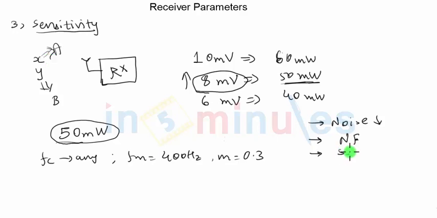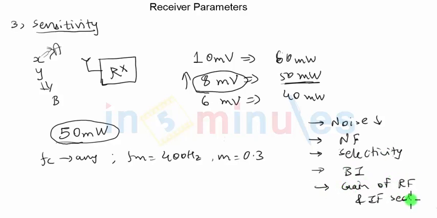So after noise figure, it depends upon selectivity, it depends upon bandwidth improvement factor, and it depends upon gain of the RF and IF section. If the gain of this section is very large, then even a very small or weak amplitude signal will be amplified, and before it goes to the AM detector, it will be of very good strength or amplitude, and hence demodulation will not be a problem. So if you can improve all these factors, then overall sensitivity of the receiver can be improved.